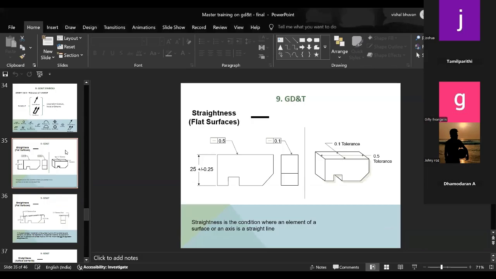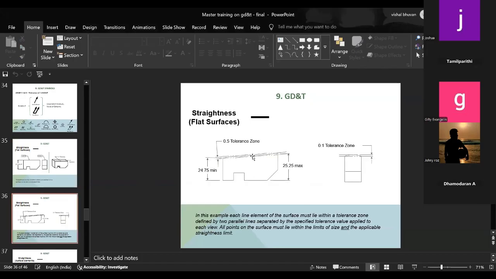So here, straightness is the condition where an element surface or an axis is a straight line. Here we're going to check a surface in one linear direction, and we're going to check whether the waviness is above the tolerance zone or below. If it is below, then it is within spec. If it goes outside the zone, then it is out of spec.